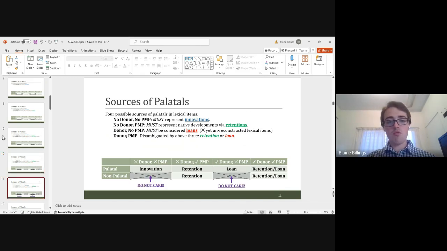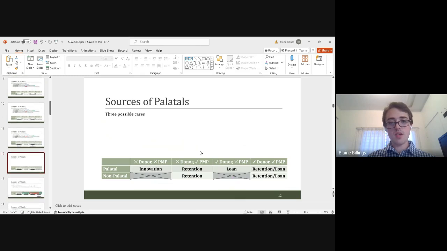Okay. For the purposes of this presentation, we're not going to care about these 2 intersections. So we're really only caring about all the palatals, that's this row, in the Batak languages, and all those that have a PMP etymology. So this is going to be these 2 columns. Okay, so there are 3 possible intersection cases for sources of palatals.